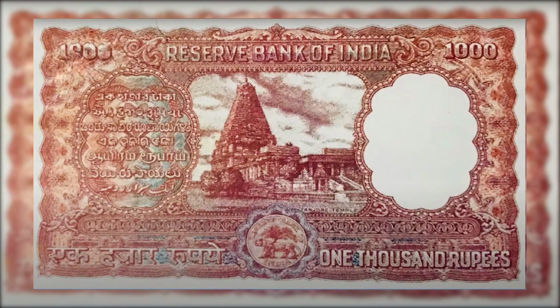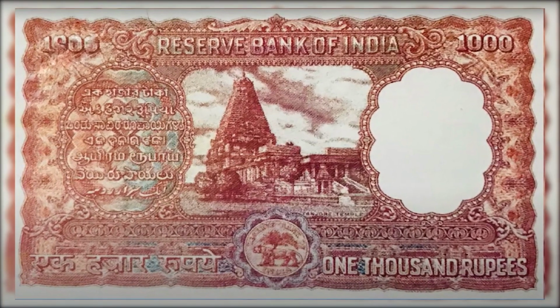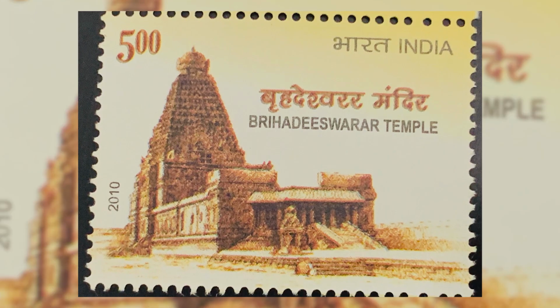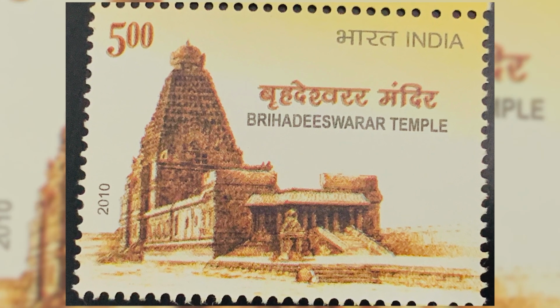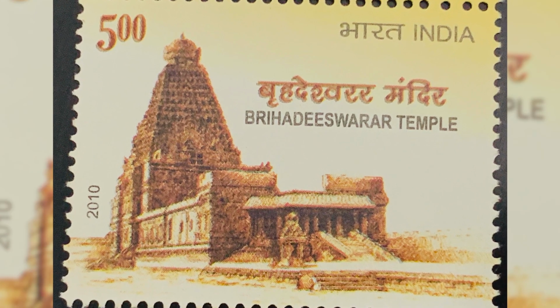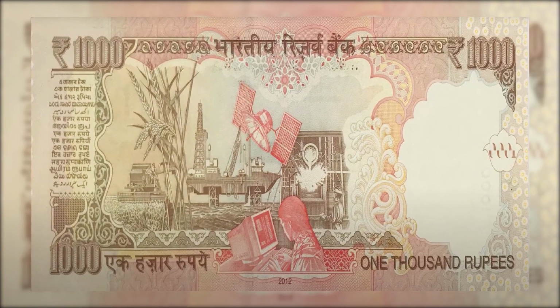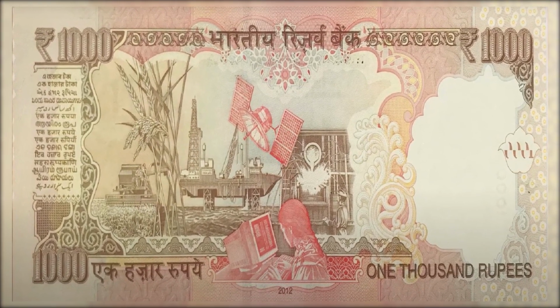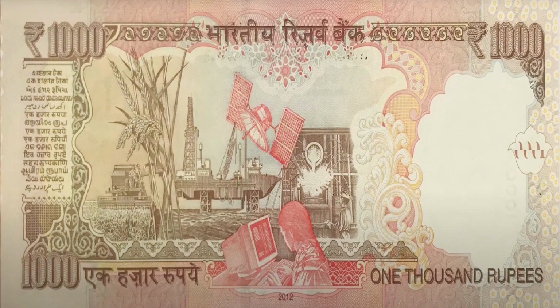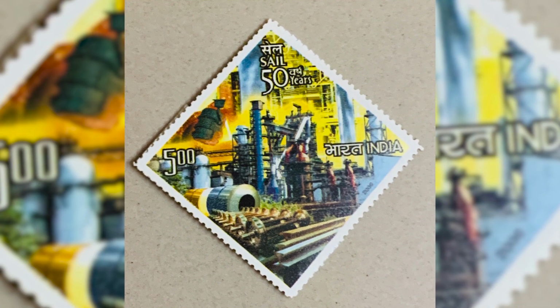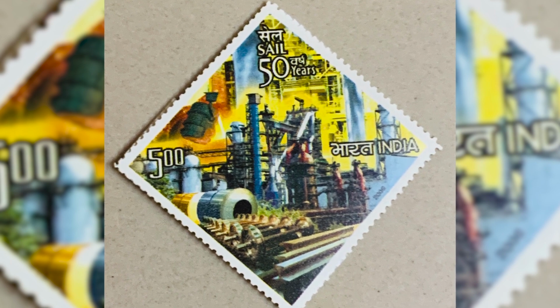This is 1000 rupees note. The motif is Burudiswarar Temple. The postal stamp on Burudiswarar Temple released in 2010. This is 1000 rupees note. The motif is oil rig, satellite, agriculture and steel foundry featuring the economy of India. Postal stamp on steel released in 2009.